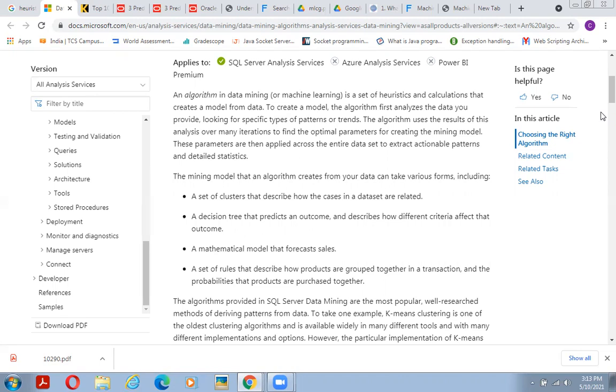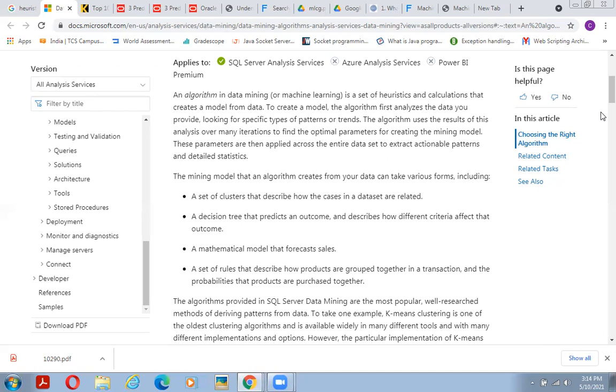Like if we are focusing on Gorakhpur, if there is a fever, from which symptoms are we able to categorize whether that fever is corona, or encephalitis and so on. Okay, it's like this. So these parameters are then applied. After that, we try to make a decision tree that predicts the outcome and describes how different criteria affect a different outcome. And then a mathematical model for forecasting sales has been done. We have given the example of it.